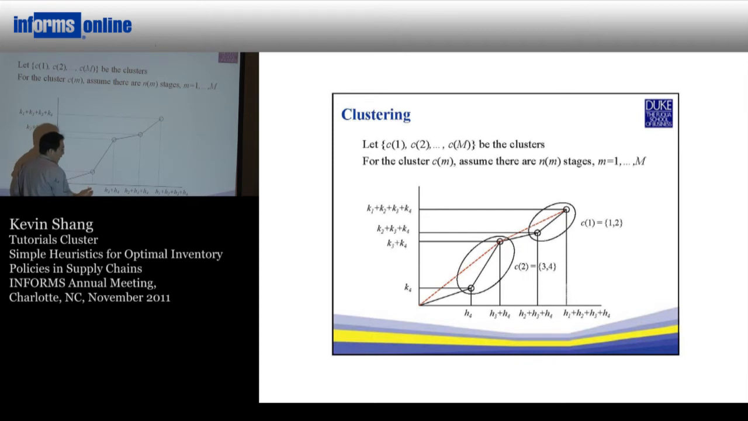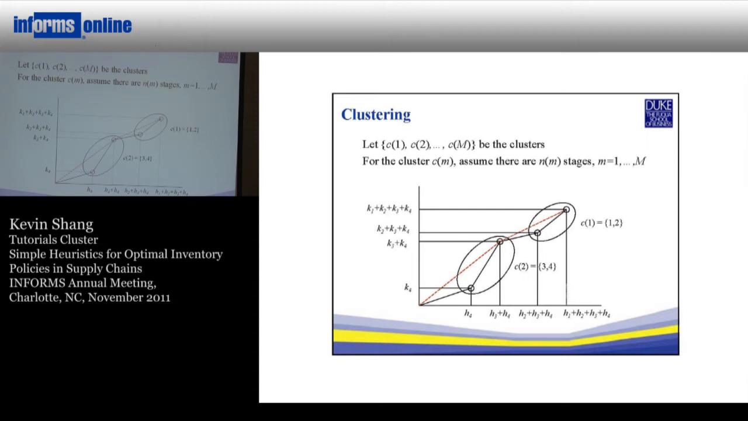But in summary, for step one, suppose this is a four-stage system, I have holding cost parameters and fixed order cost parameters, and all I have to do is connect these dots together, and I'm going to fit. So for this particular problem, I have two clusters. Cluster 1 contains stages 1 and 2, and cluster 2 has stages 3 and 4. And the stages in the same cluster are going to use the same batch size. So that's after step 1, okay?